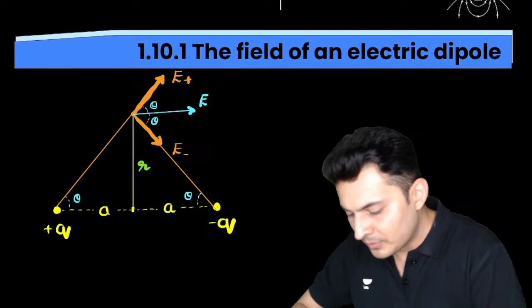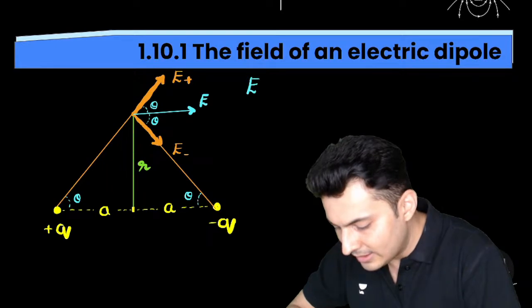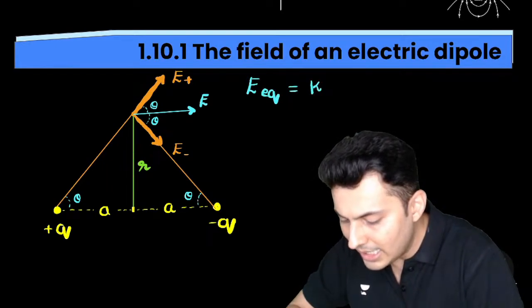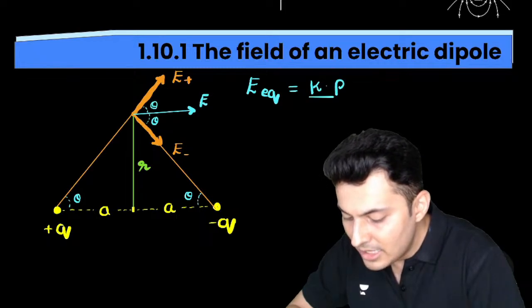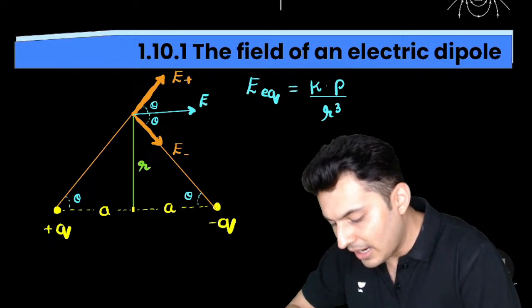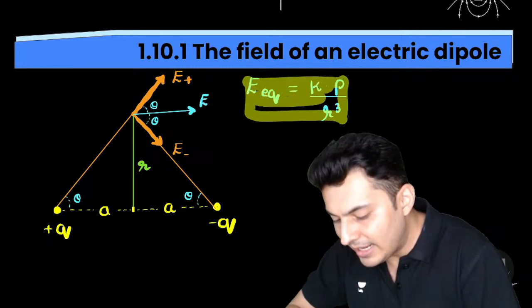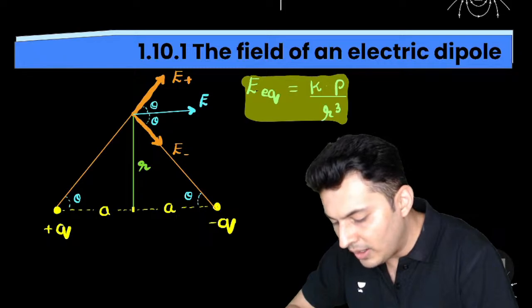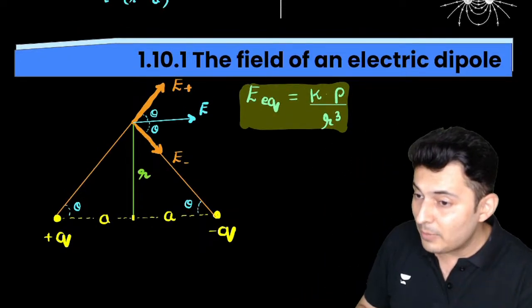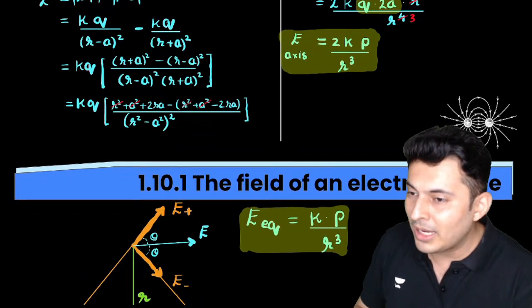The formula on the equator comes out to be like this. I'll just give the final answer over here. It will come out to be K times P divided by R cube. Notice the similarity and one small difference in this formula with the previous formula. Here I got KP by R cube. Here it is 2KP by R cube.